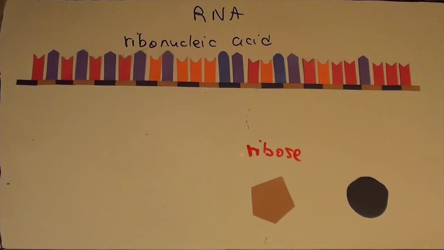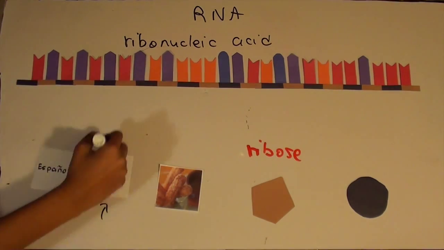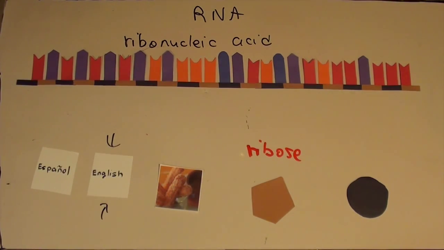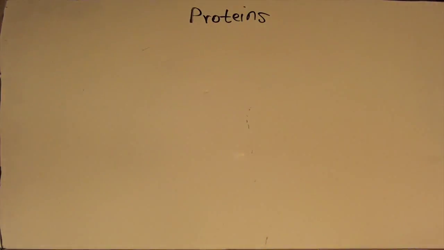RNA is similar to a version of the Spanish recipe in English. This is a recipe we can understand, which means that we can now use this recipe to make the churros. Finally, we must know what proteins are.